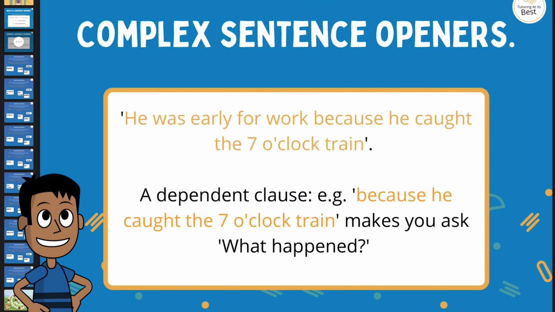Now, a complex sentence consists of a simple sentence joined with one or more dependent clauses. For instance, he was early for work because he caught the 7 o'clock train. Now, a dependent clause is a clause that is not a complete thought. Therefore, it cannot stand alone as a sentence. For example, because he caught the 7 o'clock train, and that makes you ask, what happened?